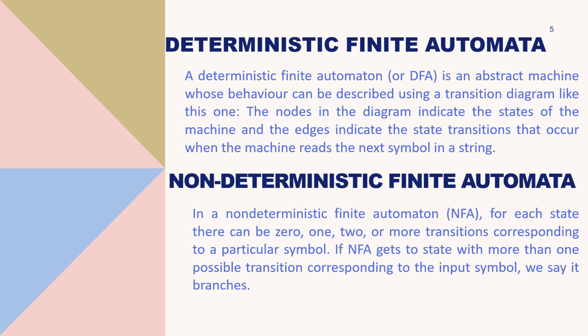Non-deterministic finite automata. In a non-deterministic finite automaton, for each state there can be 0, 1, 2 or more transitions corresponding to a particular symbol. If an NFA gets to a state with more than one possible transition corresponding to the input symbol, we say it branches.